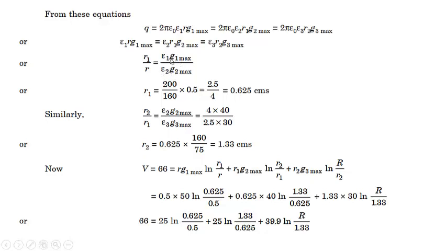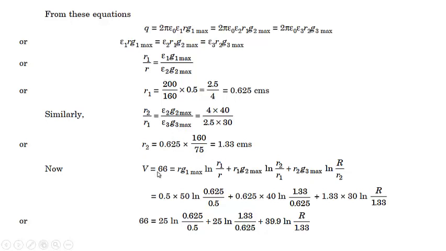These are all given. So R1 will be equal to 200 divided by 160 multiplied by 0.5, since R is given, which comes out to be 0.265 centimeters. Similarly, from the next two equations, R2 by R1 will be equal to E2 into G2 divided by E3 into G3, multiplied by R1. So E2 into G2 is 160 and E3 into G3 is 75, and it comes out to 1.33 centimeters.